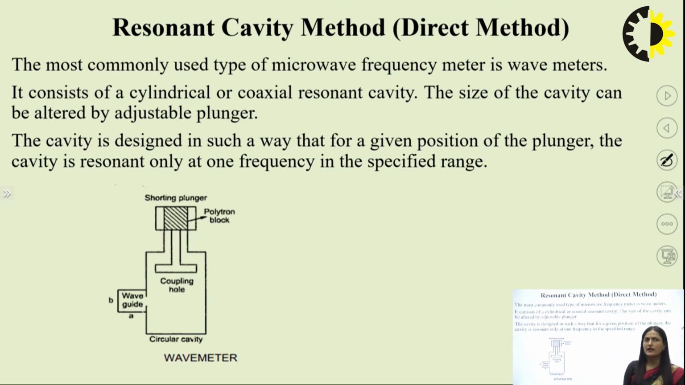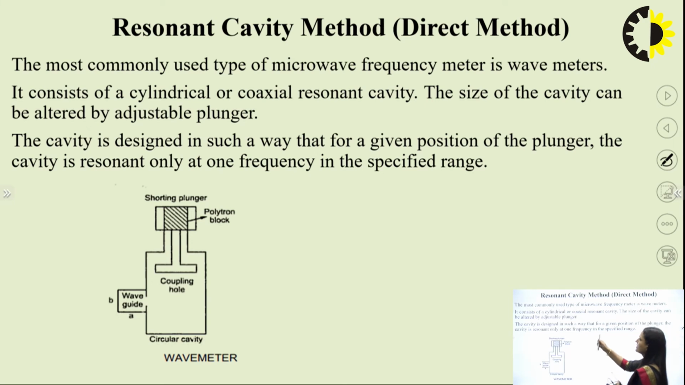Next method is the resonant cavity method. So the most commonly used type of microwave frequency meter is the wave meter. It means we can directly find out the frequency from the wave meter. It consists of a cylindrical or coaxial resonant cavity. The size of the cavity can be altered by adjusting this plunger. Basically, there is one plunger here. From this plunger, we can vary this, and the size of the cavity can be changed.